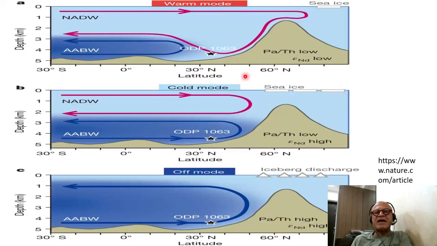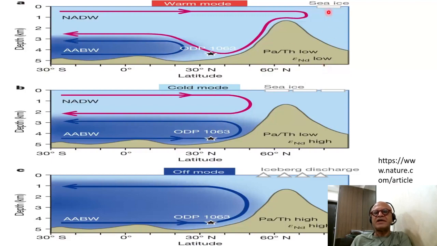So there are schematics like this based on isotopic data, protactinium, thorium data, for example, and neodymium and so on. So in the warm mode, you would have North Atlantic deep water forming and coming down south, and Antarctic bottom water coming in from the south and going back out. So this deep water formation here would prevent the Antarctic bottom water from penetrating too far north. You're going from 30 south to 60 north here.